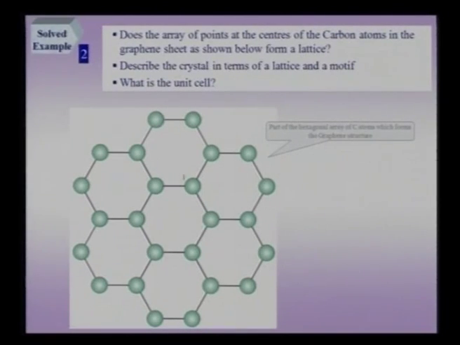If you stack these kind of graphene sheets one on top of the other, then you will go on to obtain a graphite structure, which we shall consider later in one of the lectures. The questions we are asking ourselves here: does the array of points at the centers of the carbon atoms, are they all going on to form a lattice? We will then try to describe this in terms of the lattice and motif concept, and we will also try to identify the unit cell.